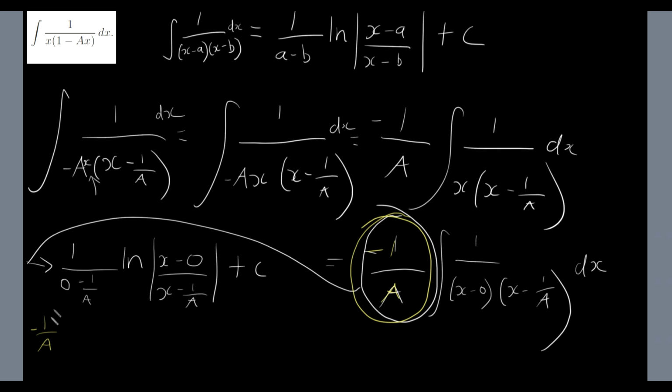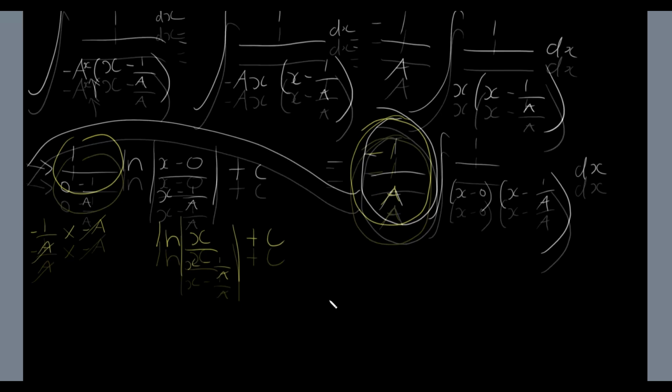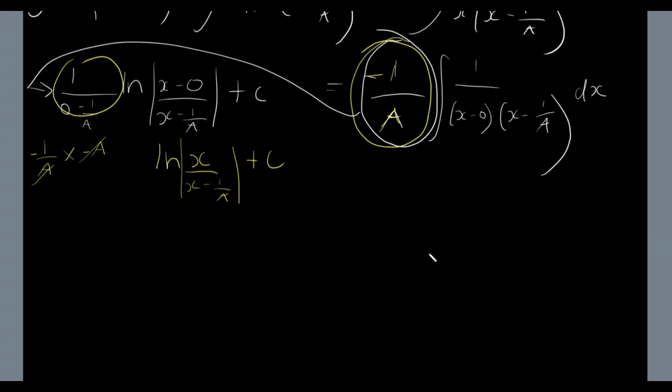So this is 1 over this, so we just take the reciprocal, times by negative a over 1, which we don't need to write. But look what's nice about this. We have negative a over negative a, so this is just 1. We're going to times all of this by this, and we get 1. So now we're just left with this expression over here. Here's our answer. The natural log of x minus 0, well, that's just x, over x minus 1 over a, plus c.